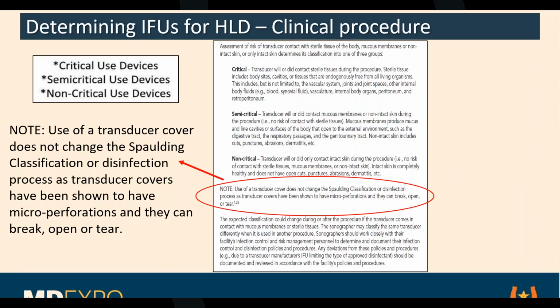Okay, so here's what you'll see in the IFUs from the probe manufacturer. Use of a transducer cover does not change the Spalding classifications. Some people say, well, with the endocavitary probes, and the physicians make this argument, we put a condom, a sheath over that before insertion into the patient. So it really shouldn't be, it's not touching anything. It really shouldn't be subjected to the requirements that the FDA said for high-level disinfection.